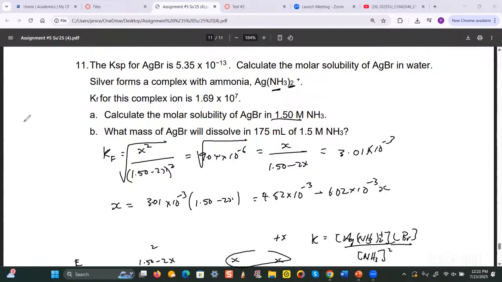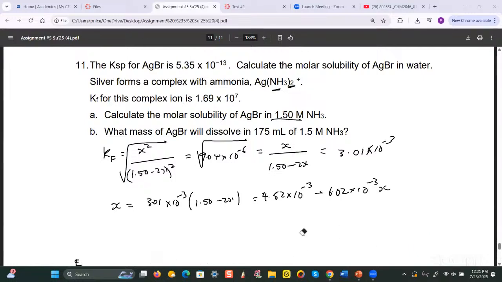Let me erase down here. Where did we get 6.02 times 10 to the negative 3? By multiplying 2 by 3.01 times 10 to the minus 3. Right. Okay, so to bring like terms on both sides, what I'm going to do is add 6.02 times 10 to the minus 3 x to both sides.